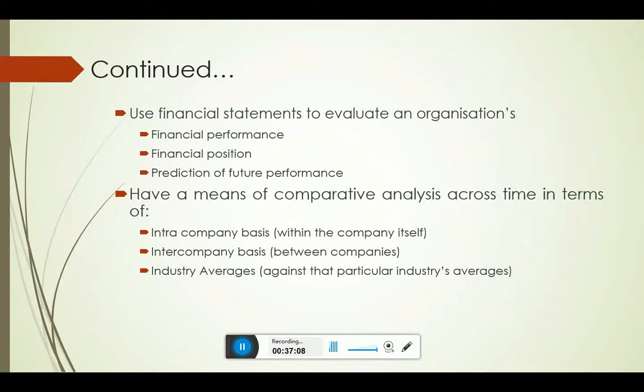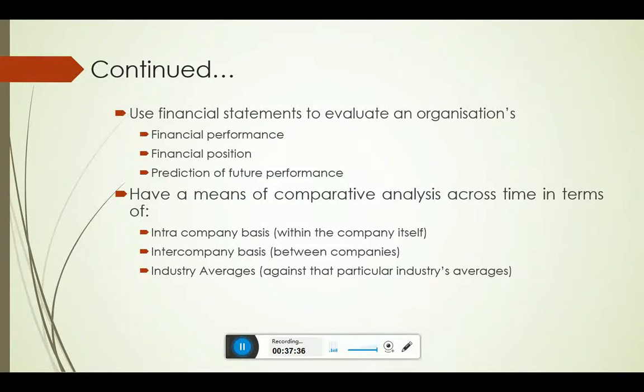With the help of financial statement analysis, we use financial statements to gauge the financial performance of a company, to gauge the financial position of a company, and to predict the future performance of a company. So with the help of financial statement analysis, we can do various types of comparative analysis as well, right? For example, we can have intra-company analysis.